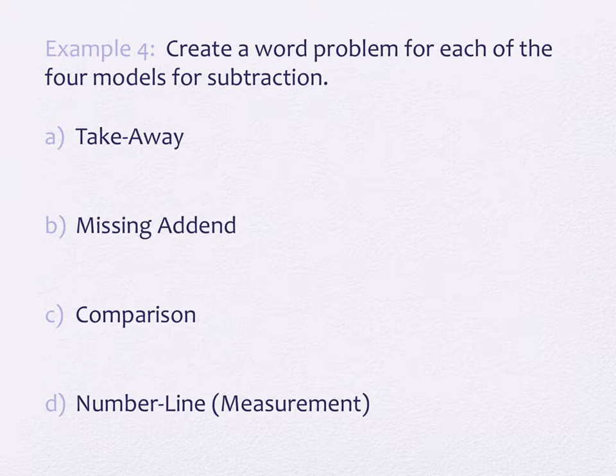Okay, somebody else for missing addends. What's your missing addends model? A group that hasn't spoken. All right. Yes, ma'am. Blake needs 10 apples for a pie. He goes out and gets 6 apples. How many more does he need? Excellent. He needs 10 apples for a pie, and he only has 6, so he's going to go get some more apples. Wonderful. What's another one?